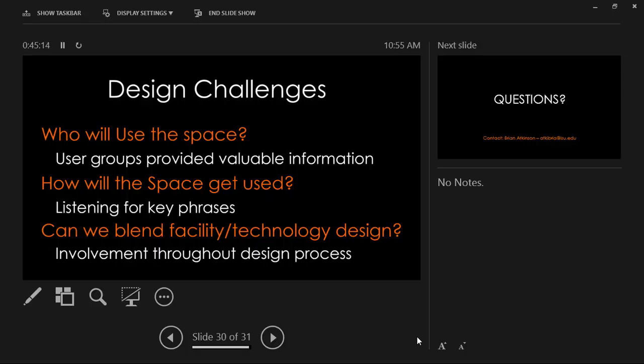Again, just wanted to go back and make sure that we were meeting our design challenges, who will use the space. Our user groups were providing valuable information about who those people are going to be, as well as those conversations determining how each space was going to get used, and listening for those key phrases. And then our involvement through the design process, I think, gave us an end product that kind of meets that gold standard, right? That perceived value.